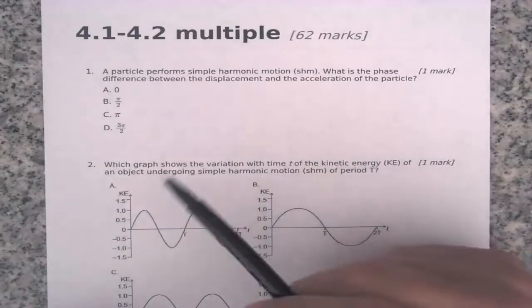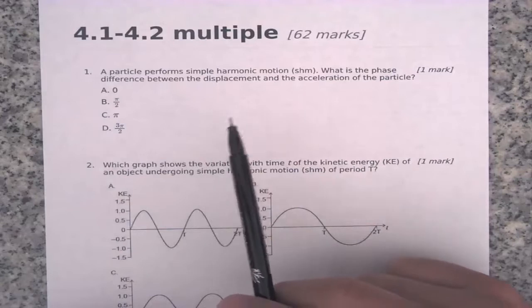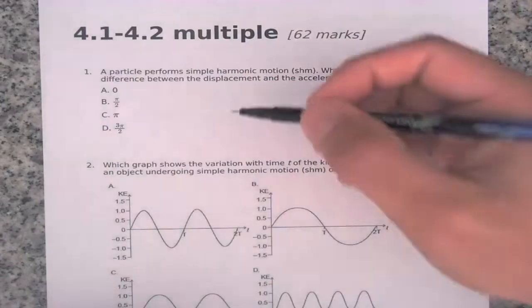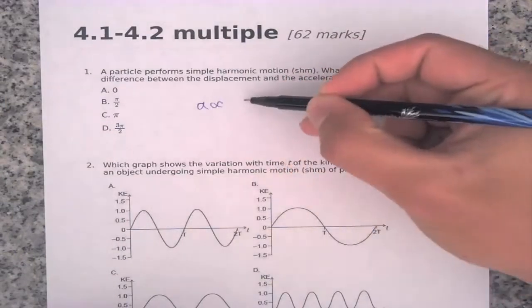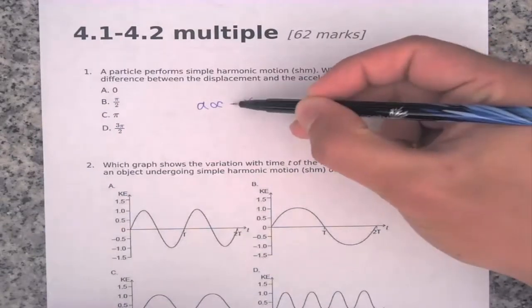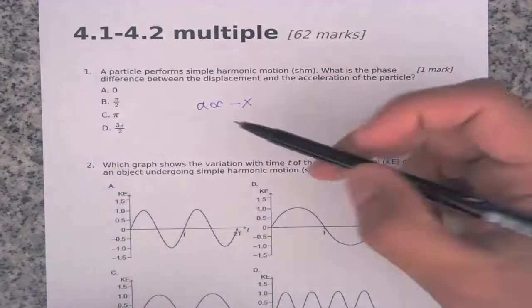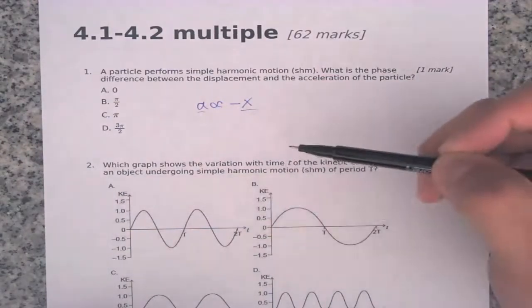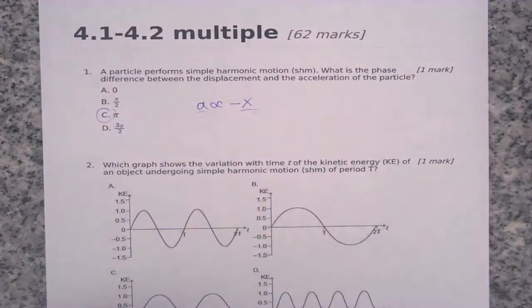So here we have problem number one. It says a particle performs simple harmonic motion. What is the phase difference between the displacement and the acceleration of the particle? So here you know in simple harmonic motion that acceleration is directly proportional to the displacement but in the opposite direction. So that means whenever one is maximum, the other is as well, but they have opposite directions. So of course, this gives you a phase difference of pi radians.